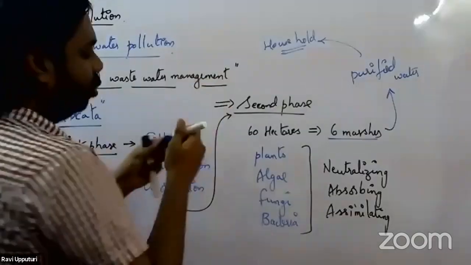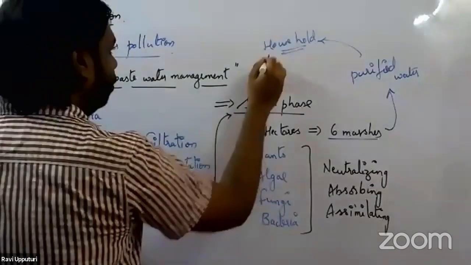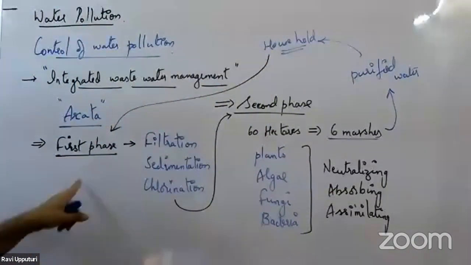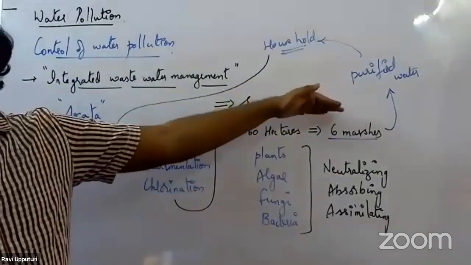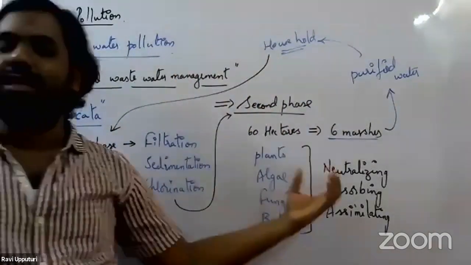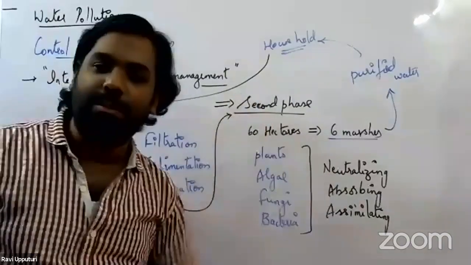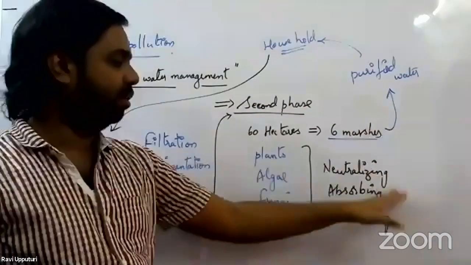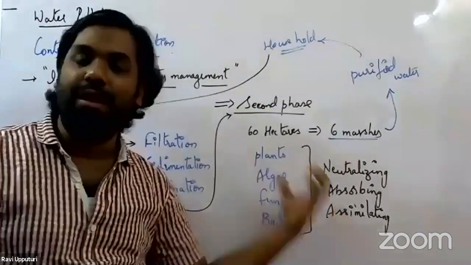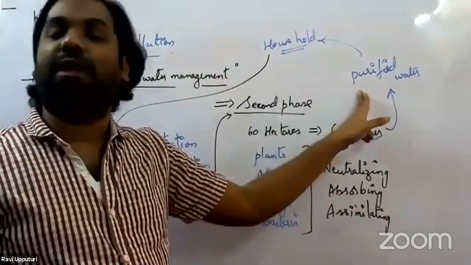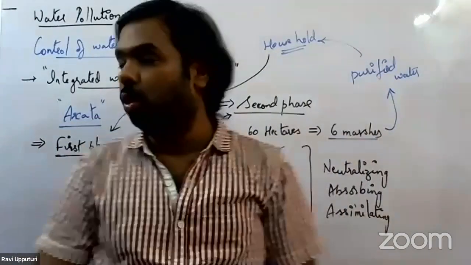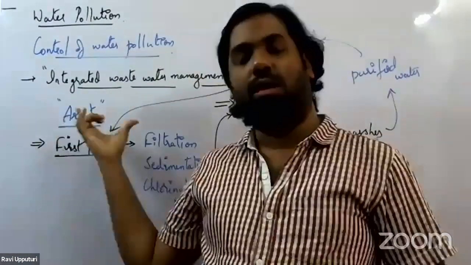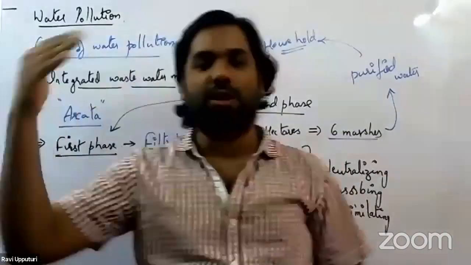And this process was again continued. Again, from the household, whatever waste waters were given, those waste waters were now again passed on into the first phase, where they would start undergoing the process of filtration, sedimentation, chlorination. After that, it would be passed on into the second phase. Through the second phase, all the chemical substances, toxic substances, the heavy metals, all were said to be neutralized, absorbed, as well as assimilated, leading to the formation of purified water. That purified water was now again recirculated back into the household, to the people of Arcata, to all the houses of Arcata. So this process was actually continued.